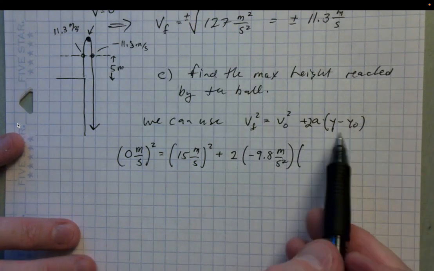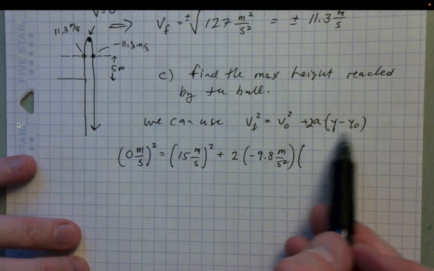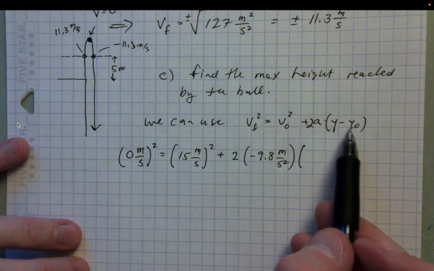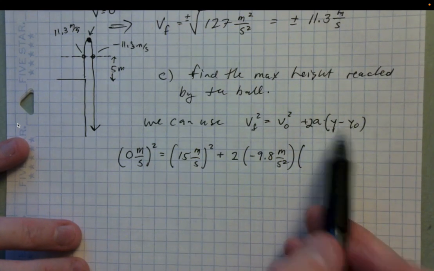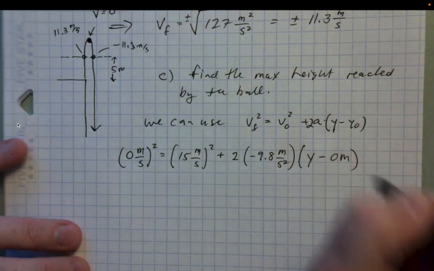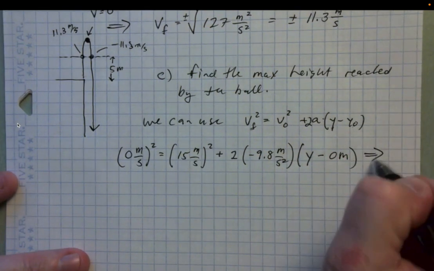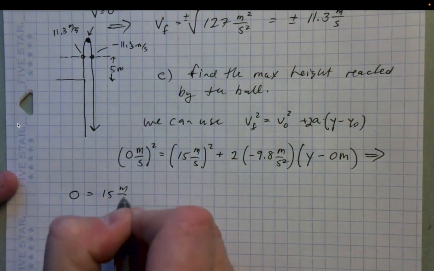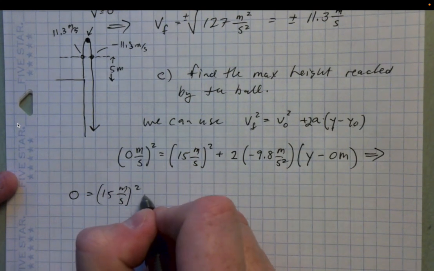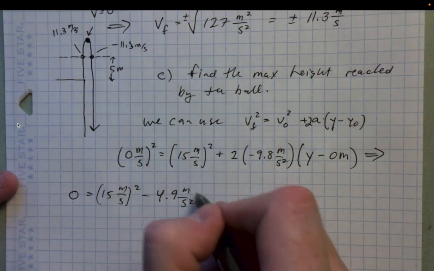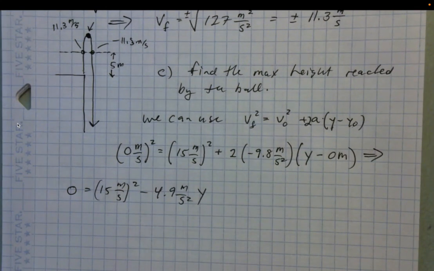And now the position y is actually what we're after here, isn't it? We know y naught is 0 meters and y is the quantity we want to know. So I'm going to write it all out. Y minus 0 meters. Okay. Now this whole thing can be simplified. We've got 0 equals 15 meters per second quantity squared minus 4.9 meters per second squared times y. Okay, so this is really what we are dealing with.